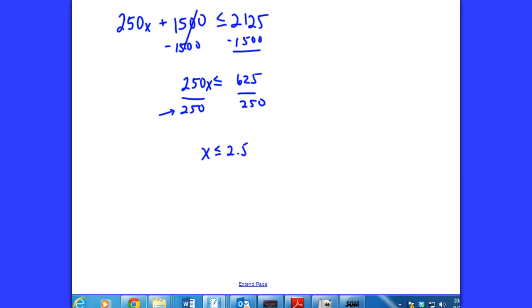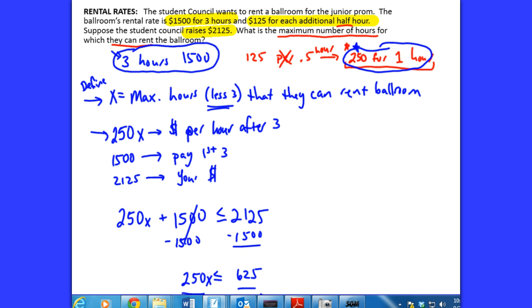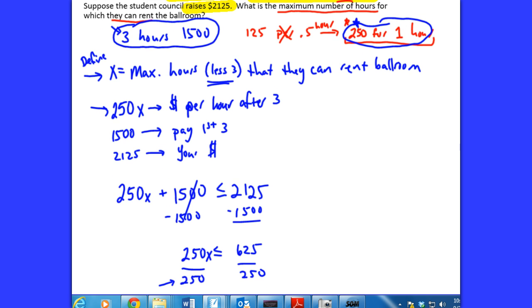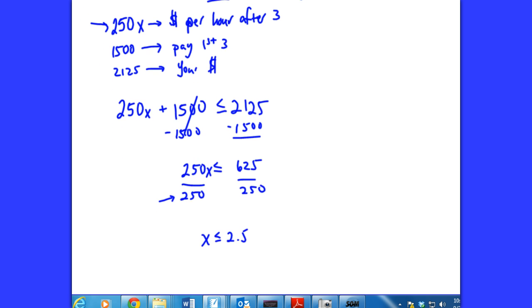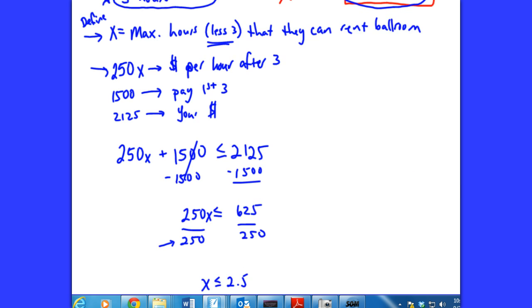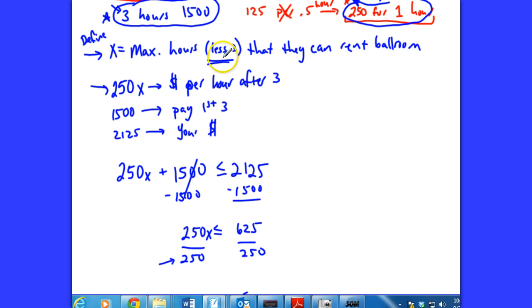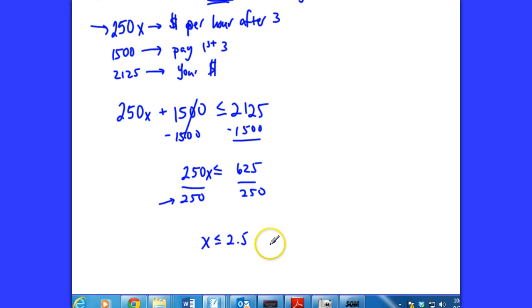But is that the answer to the question? Because the question asks what's the maximum number of hours they can rent. Is it 2.5? Well, it's not, because you see what we did not include. We have to remember that we are getting 3 hours for 1,500. So remember x is the total of hours beyond 3 that they can rent.